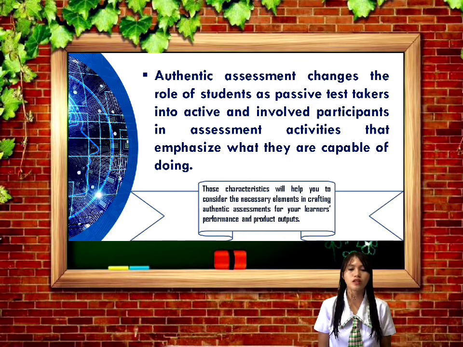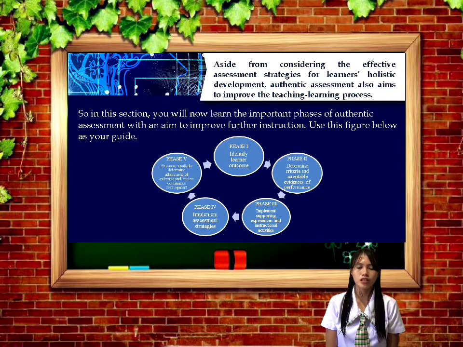So, based on those characteristics, it will help you to consider the necessary elements in crafting authentic assessment for your learners' performance and product outputs. Aside from considering the effective assessment strategies for learners' holistic development, authentic assessment also aims to improve the teaching-learning process. So in this section, you will now learn the importance of the phases of authentic assessment with an aim to improve further instruction. So phase 1, identify learner outcome.